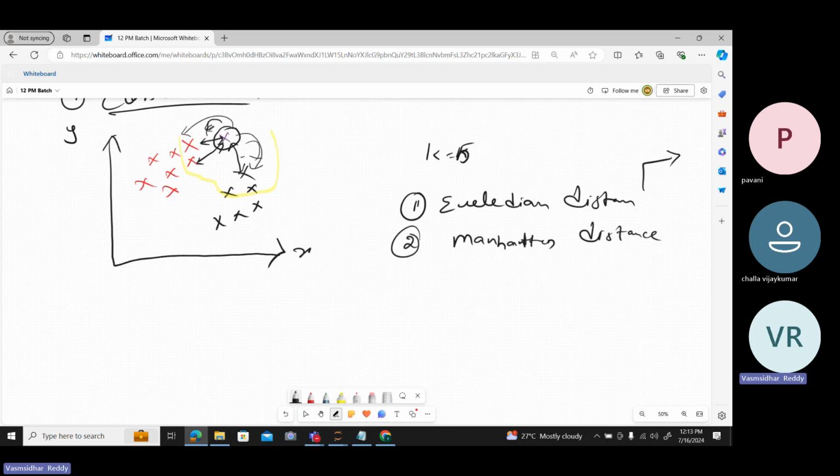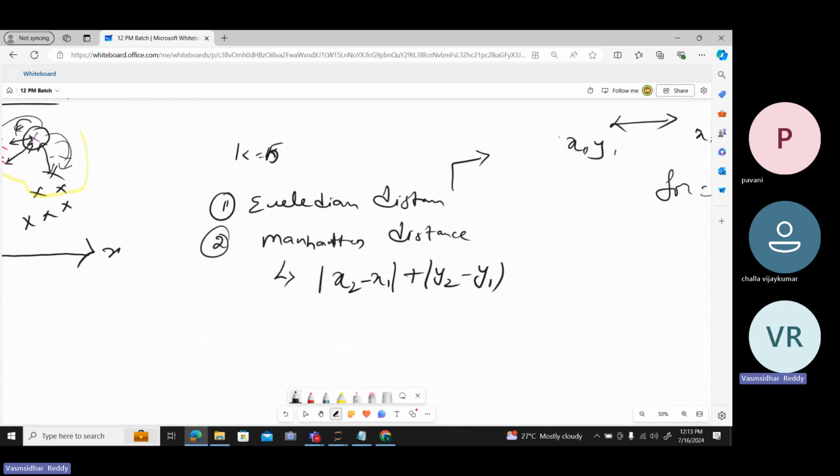Okay, let me show you the Manhattan distance formula also. Manhattan distance is simply mod of x2 minus x1 plus mod of y2 minus y1.